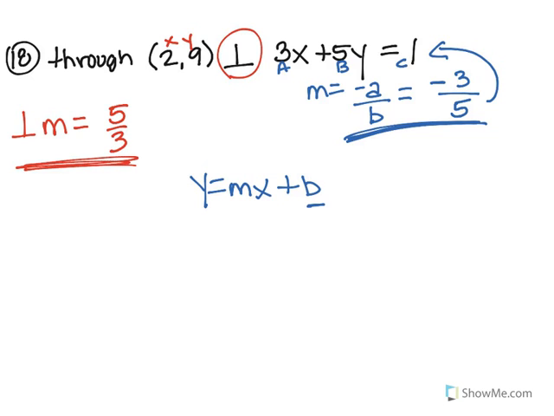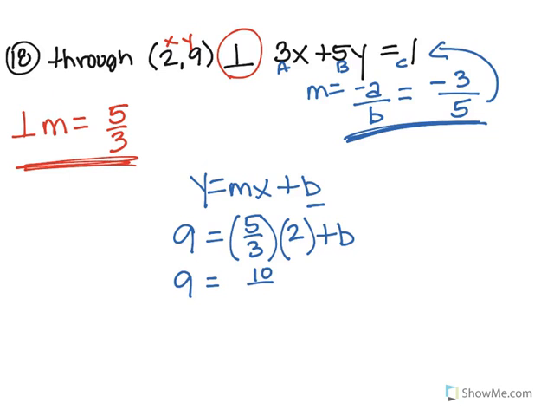So our y is going to be 9. Our m is 5 over 3. Our x is 2, plus b. So that's going to give us 9 equals, this will be 10/3. Do y'all see that? It does not reduce down to a whole number. 5 times 2 is 10 over 3. But we can still work with it.